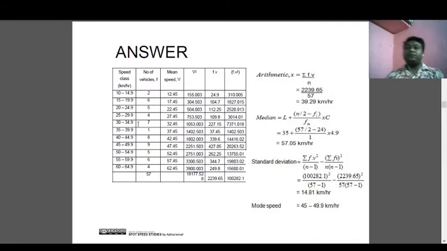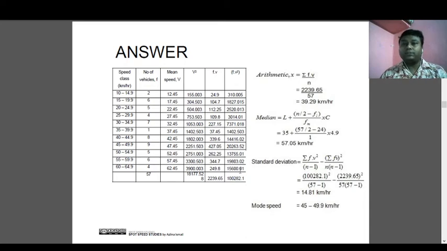So if you want to find out the answer, these two columns are given in the question. The third column, the heading of the third one, is mean speed. Mean speed means the mid speed of 10 to 14.9, so it is 12.45. This is the v square, the square of this mean speed. Next is the frequency, f, then f into v. We know the frequency, we know the v, so f v is the fifth column, and f into v square we find from the v square and the f.